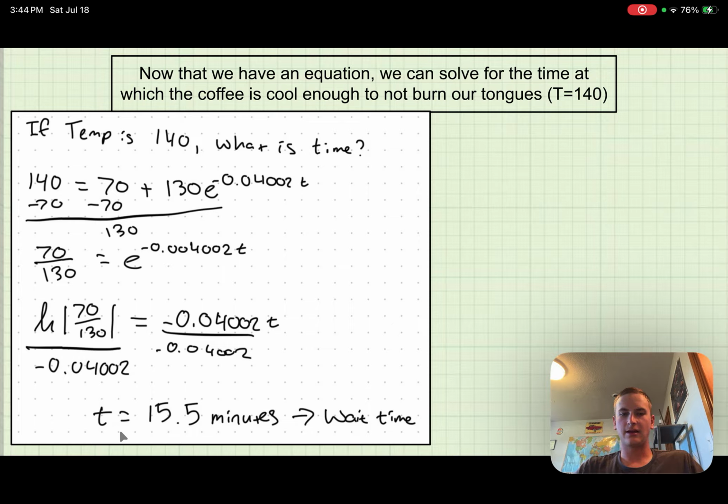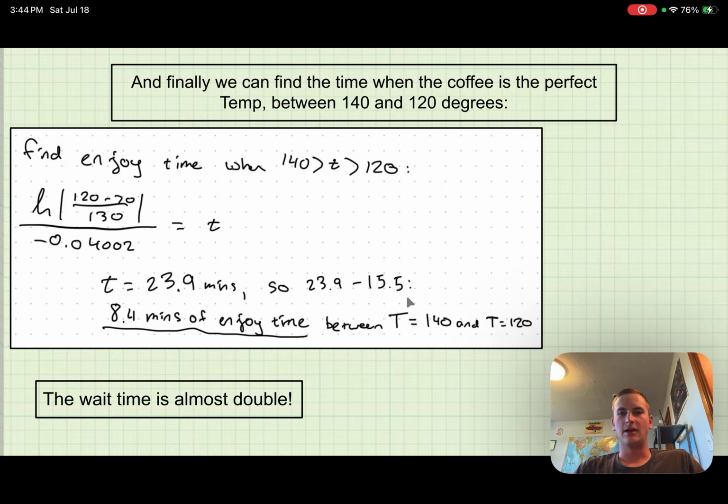So here we get time is 15.5 minutes. That's the wait time until you can start drinking the cup of coffee, in case A, if you were just going to sit there and wait. And then 120 degrees is when it gets just too cold to actually enjoy. So that's 23.9 minutes. 23.9 minus 15.5 to get our range of enjoyment time between 140 and 120 degrees. It's 8.4 minutes. That's really important to remember. 8.4 minutes. We'll see that come up again later. Hint, hint.